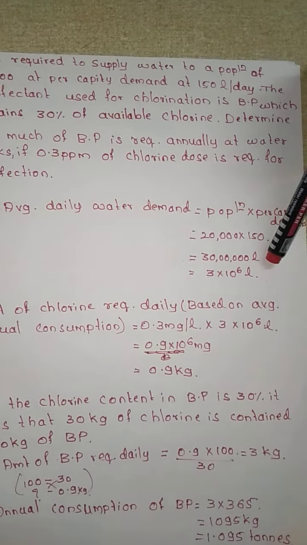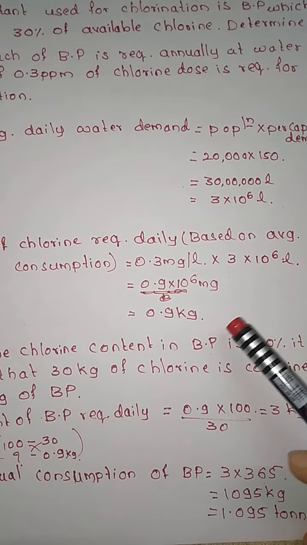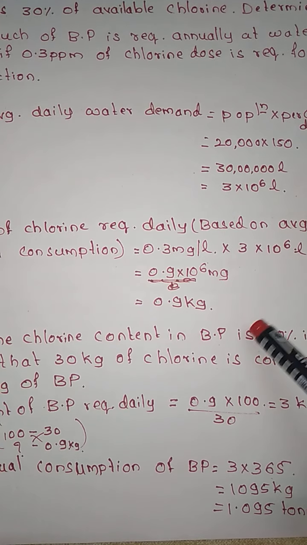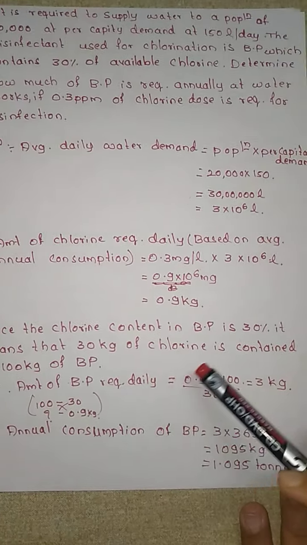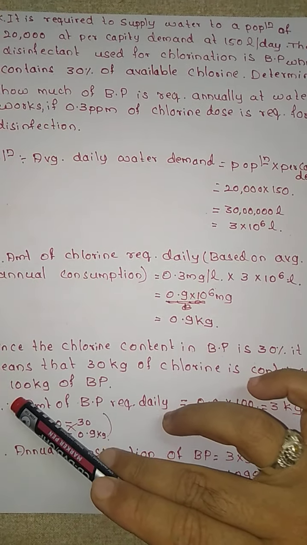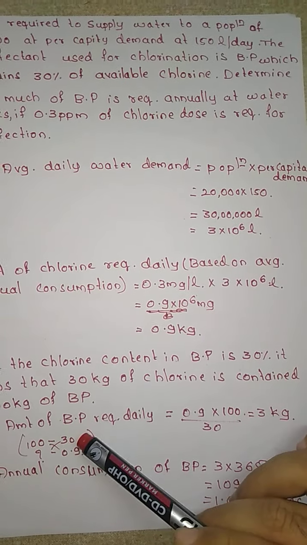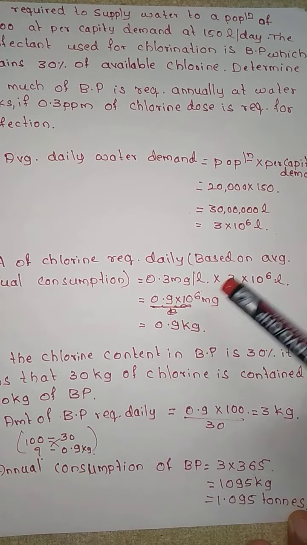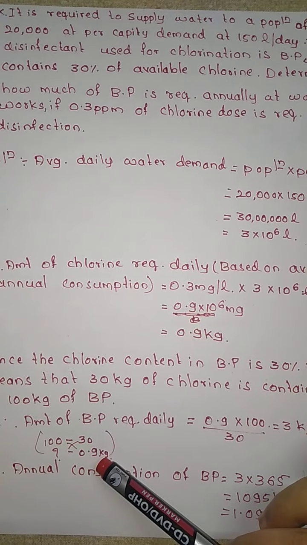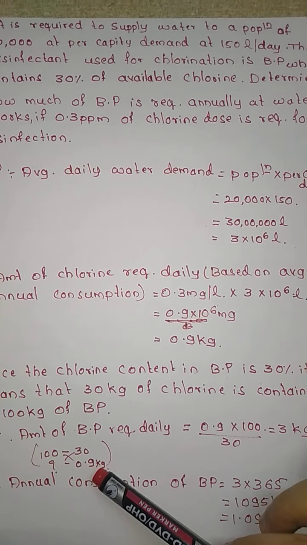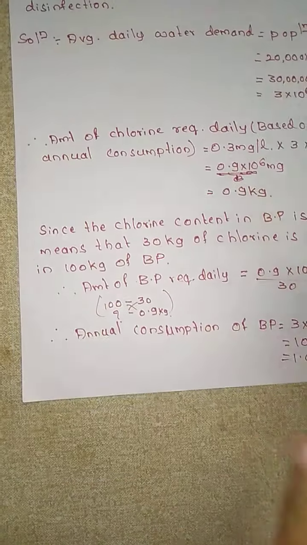Now what they are asking, this is the chlorine dosage you have found out. They are asking you to determine how much amount of bleaching powder is required per day. Since the chlorine content of bleaching powder is 30%, it means that 30 kg of chlorine is in 100 kg of bleaching powder. That means 100 kg of bleaching powder will have 30% chlorine. So we have determined 0.9 kg of chlorine is already there. So below the 30 kg of chlorine content we should write 0.9 kg, and now we need to determine the bleaching powder content.